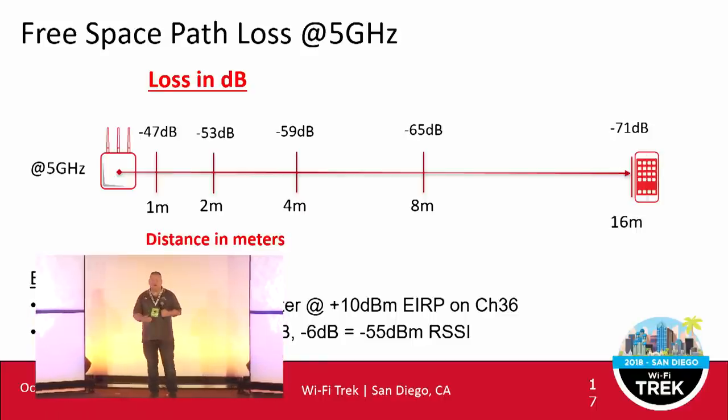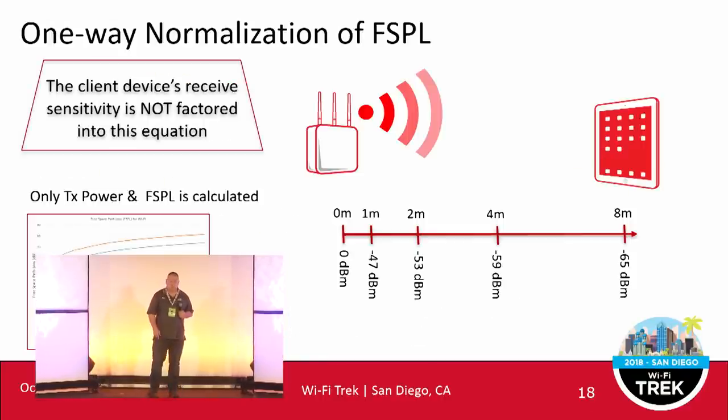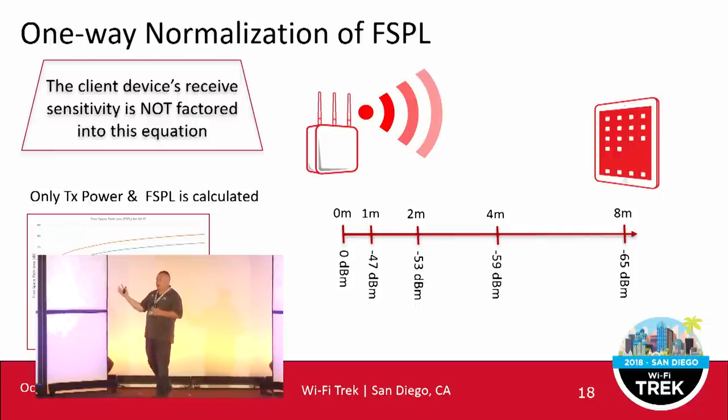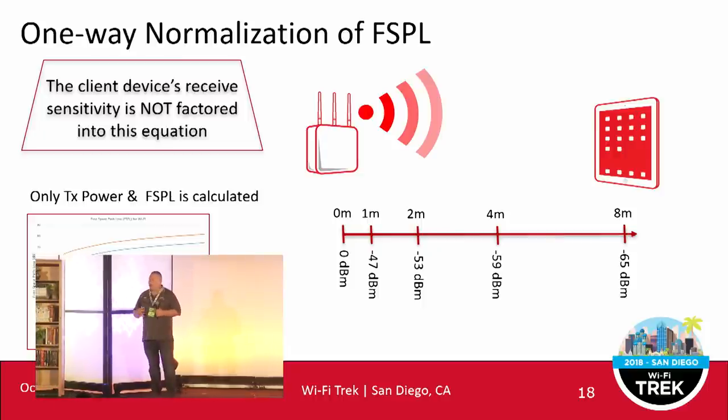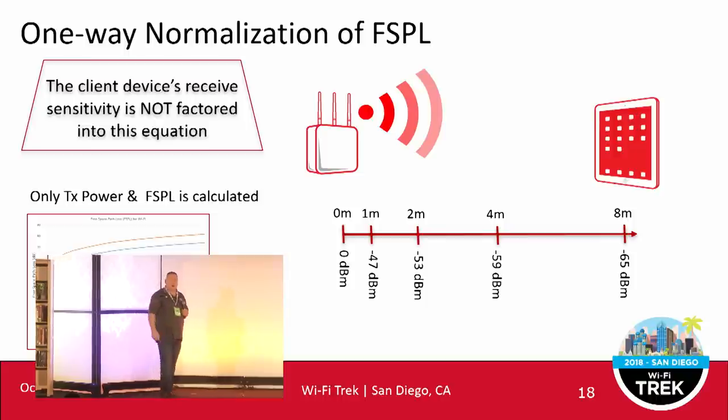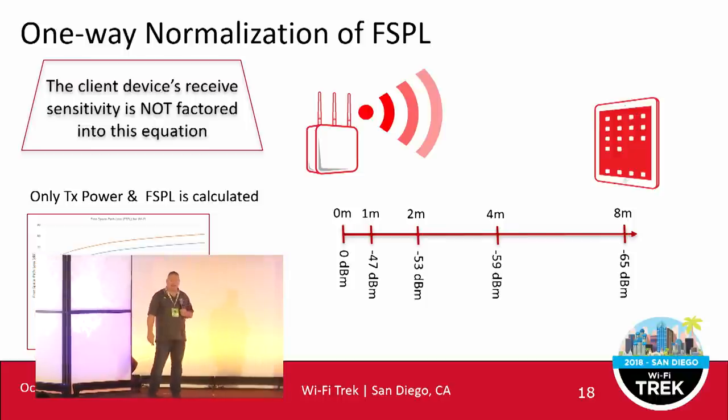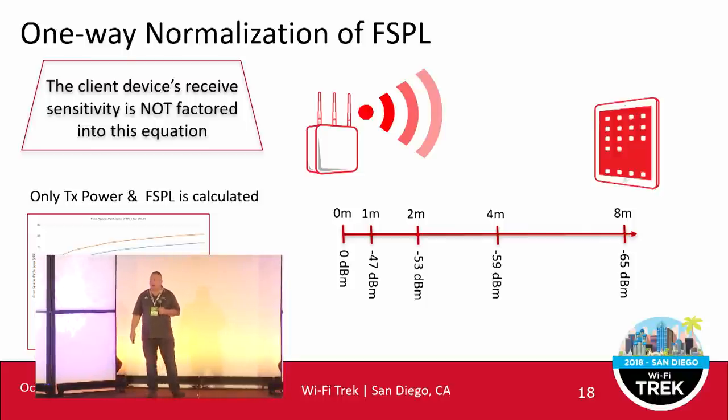So this is how this math plays out, okay? The one way is simply you've got a transmitter and it is propagating in an omni pattern, and we're doing the free space path loss formula. That's it. That is not the real world.